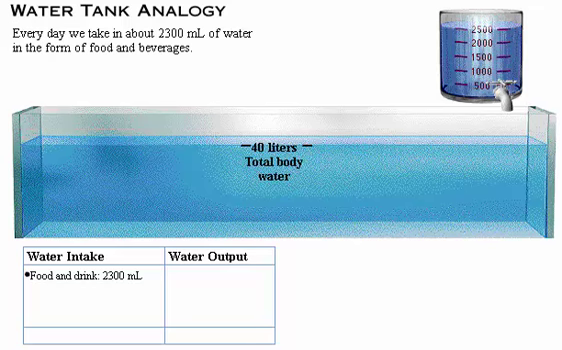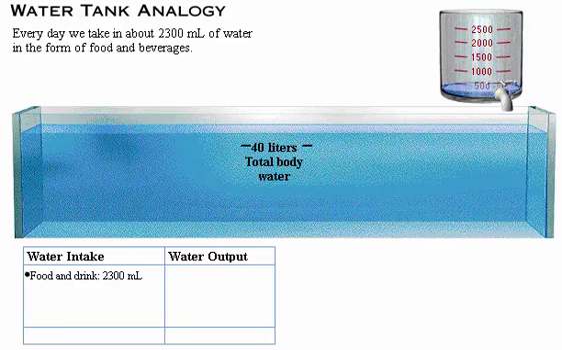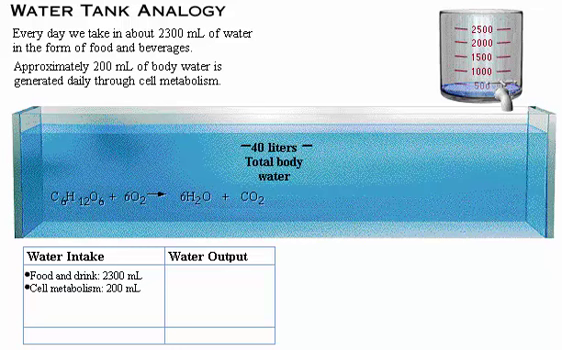Every day, we take in about 2,300 milliliters of water in the form of food and beverages. Approximately 200 milliliters of body water is generated through cell metabolism for an approximate 2,500 milliliters of total intake.